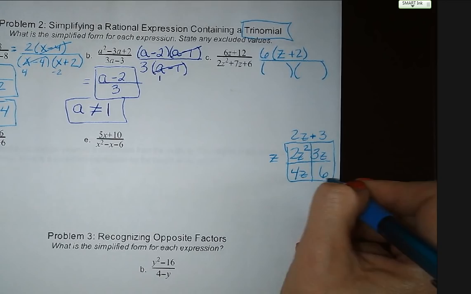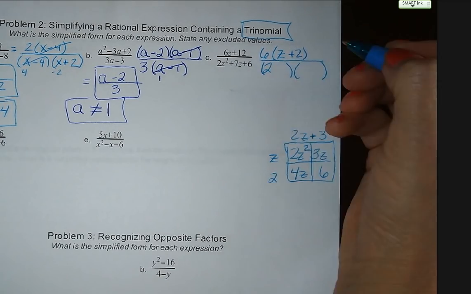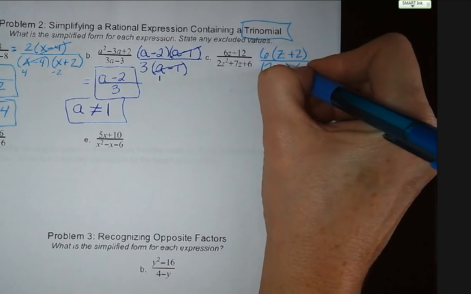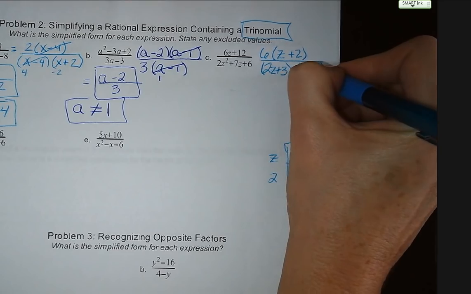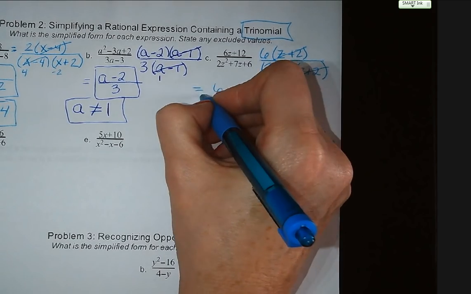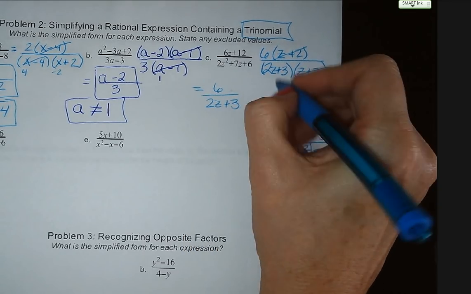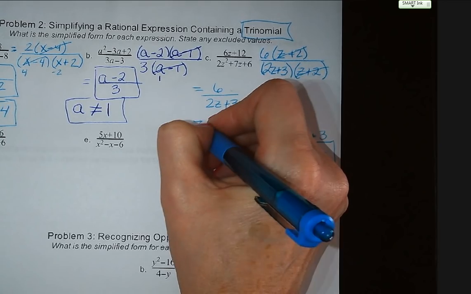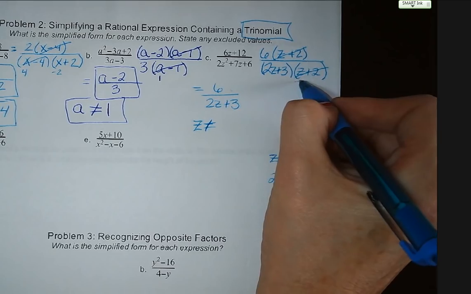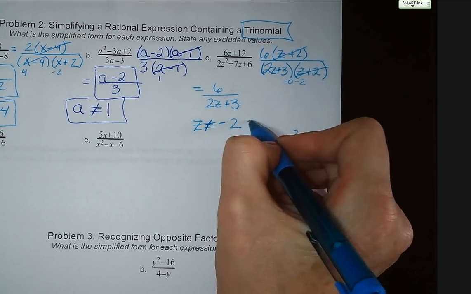We've got a z and a 2. So our two terms are z plus 2. Sorry, 2z plus 3 and z plus 2. Our z plus 2 terms are going to cancel out, and we're left with 6 over 2z plus 3. Excluded values, we're going to have z cannot equal negative 2, and z cannot equal negative 3/2.